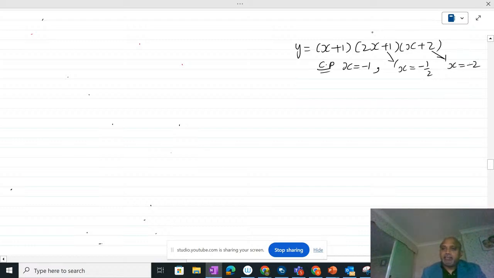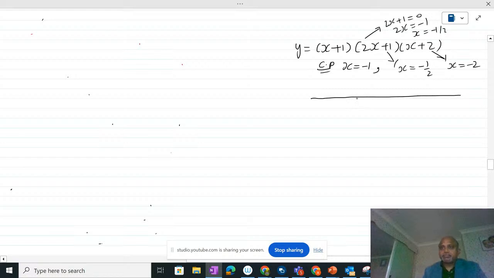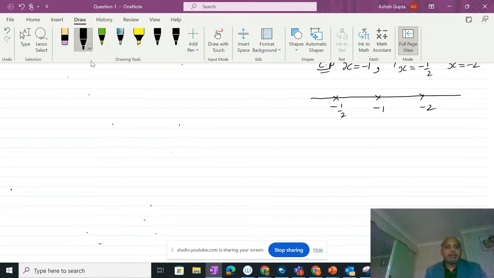Now, for those who have joined now, we put this equal to 0. So 2x equals minus 1, so x is minus 1 by 2. x plus 2 equal to 0, so x equals minus 2. Now you need to make the bridge shape diagram. Arrange them in order: minus 1 by 2, then minus 1 and minus 2. Now, let's make the bridge shape diagram.